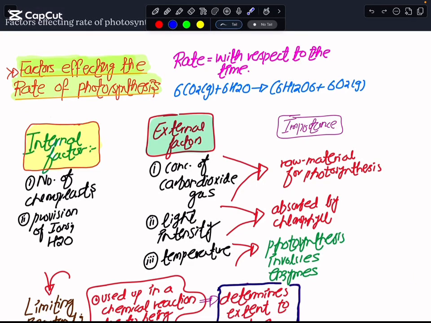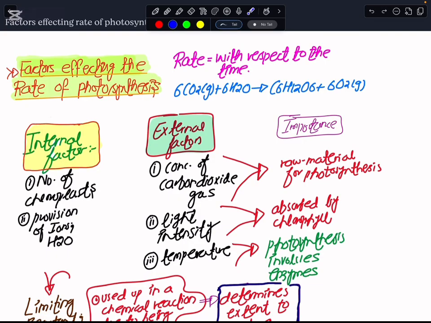So now we begin with another technical topic that comes in the chapter of nutrition in plants. And here we will talk about the factors that can have an impact on the rate of photosynthesis. And whenever in biology we talk about the rate, our idea is that we always have to speak with respect to time.